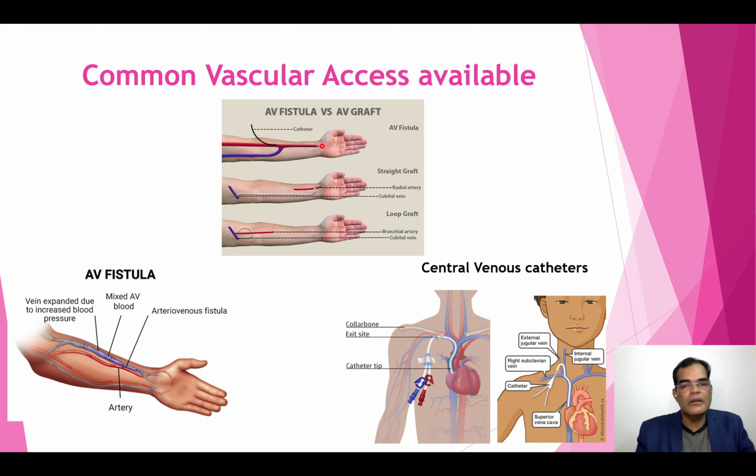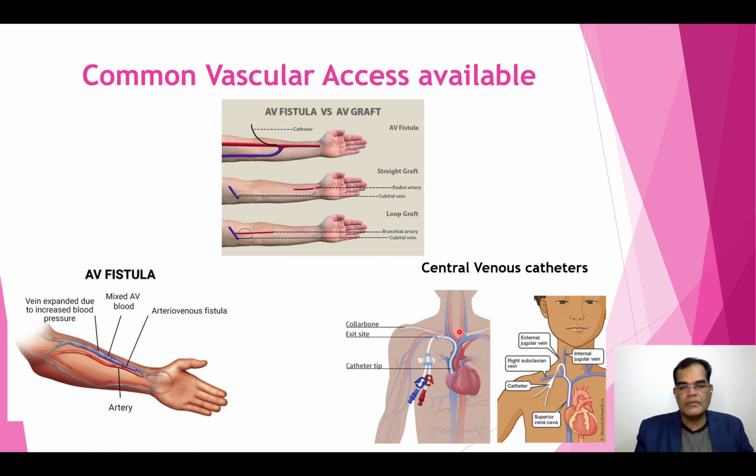Over here, if you see the comparison between AV fistula and AV graft, this is an AV fistula, and here you will see an AV graft, which is a straight one, extending from the radial artery to the cubital vein. And again here, this is a curved graft or loop, which extends between the brachial artery and cubital vein. So this is a short U-shaped or rounded structure which is placed over the artery and vein. This is the best option after AV fistula, whereas AV fistula is considered to be the best one.